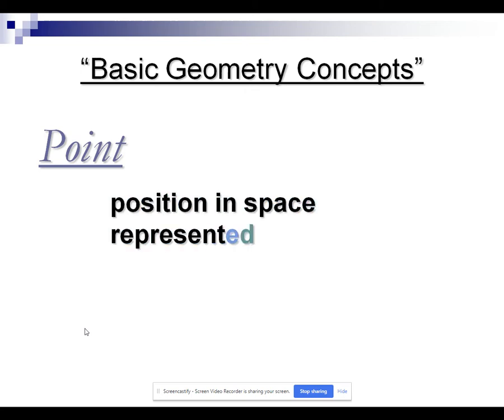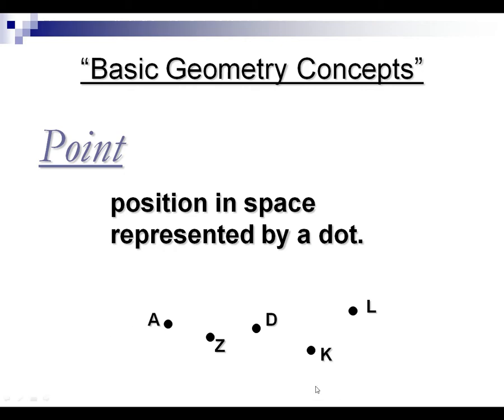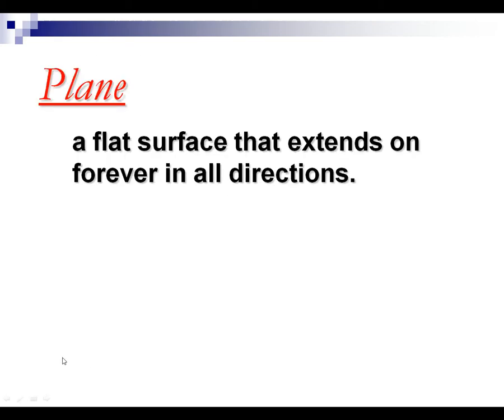A point is a position in space represented by a dot. So you could have all these different points: point A, Z, D, point K, point L. A plane, you should all know, is a flat surface that extends on forever in all directions.